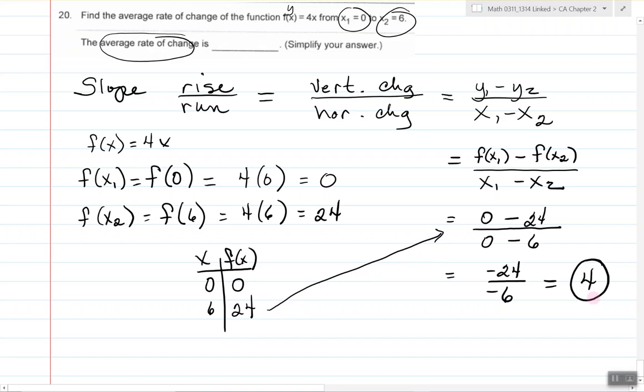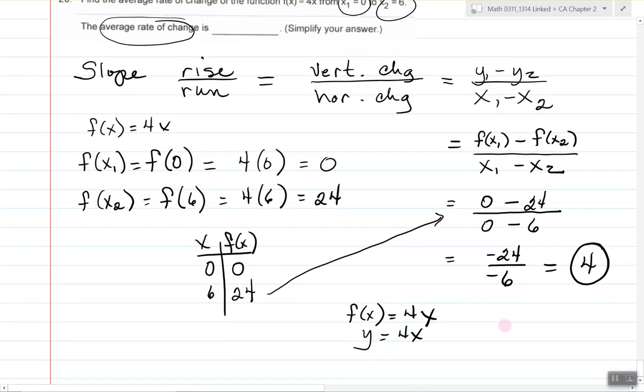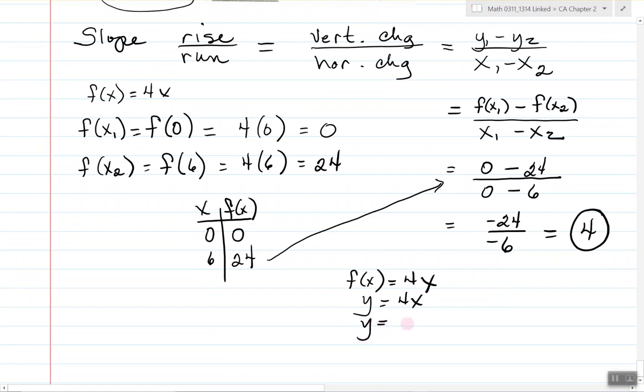Now I want you to go back and see how we could have done this in an instant instead. We could only do this because it's a line. If we were in quadratics, we could not do this a shortcut way. We would have to do it this way. So we have f of x is 4x. Well, that's really y equals 4x. And if we talked about it as y equals mx plus b, the slope is 4, and that is the rate of change.